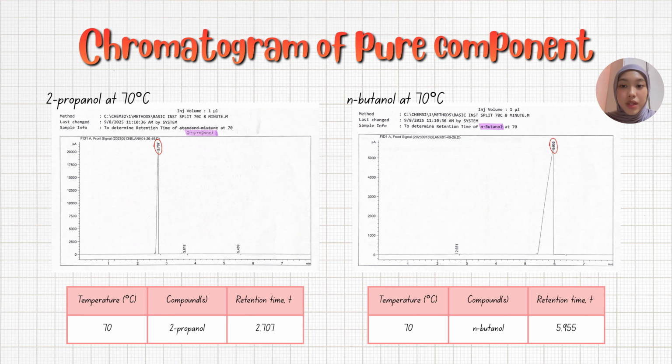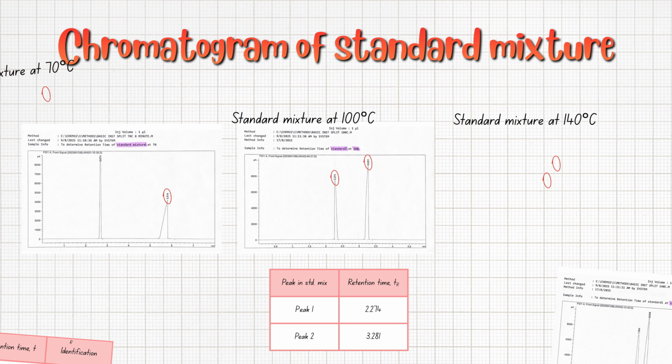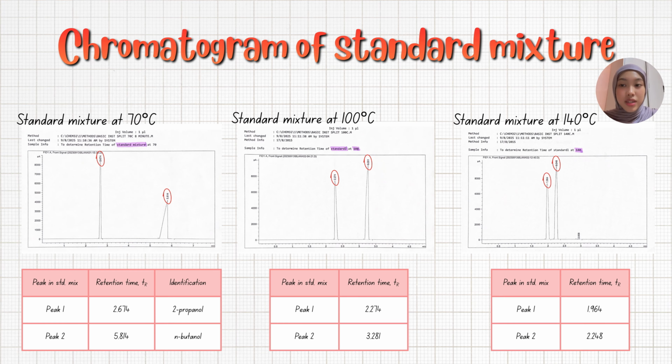These values were used as reference retention times for the identification of compounds in the standard mixture and unknown sample. Since 2-propanol had a shorter retention time, it eluted earlier than N-butanol. This indicates that under the same GC conditions, 2-propanol was more volatile and interacted less strongly with the stationary phase than N-butanol.